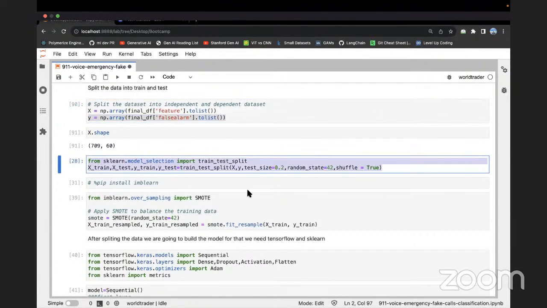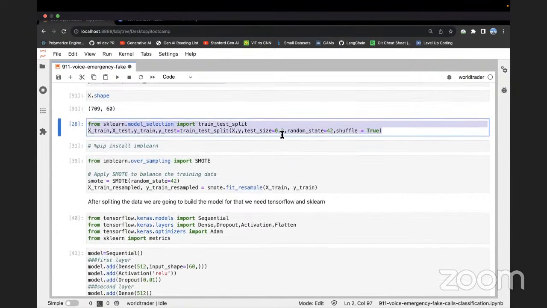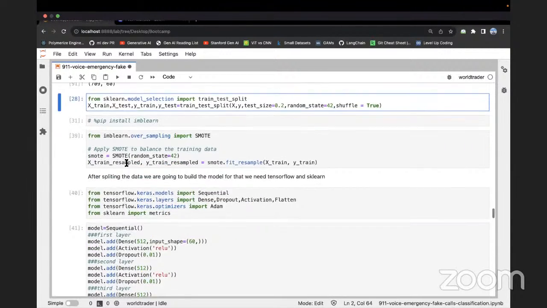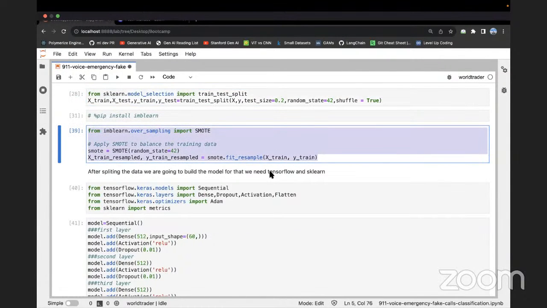Then I will go through my train test split. I will split my data where the test size will be 20%. You can play around with this, 10%, 30%, etc. Because my data has a class imbalance problem, I will resolve that using the imbalanced-learn library of Python. I will do oversampling with the Synthetic Minority Oversampling Technique, SMOTE. That is the full form. Using this, I will resolve the imbalance.